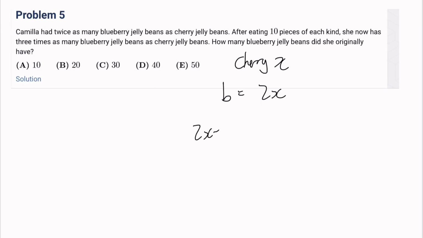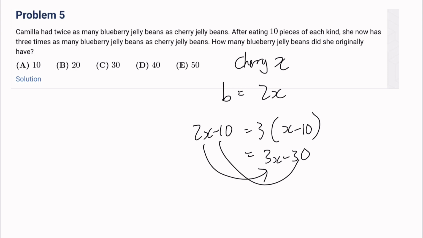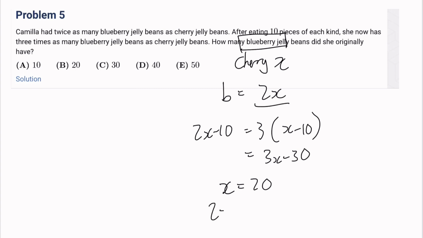So 2x minus 10 equals 3 times x minus 10, right? And this would be 3x minus 30. So if this goes here and this goes there, then x would equal 20, and we are looking for the number of blueberry jelly beans, which is 2x. So 2x equals 40. The answer is D.